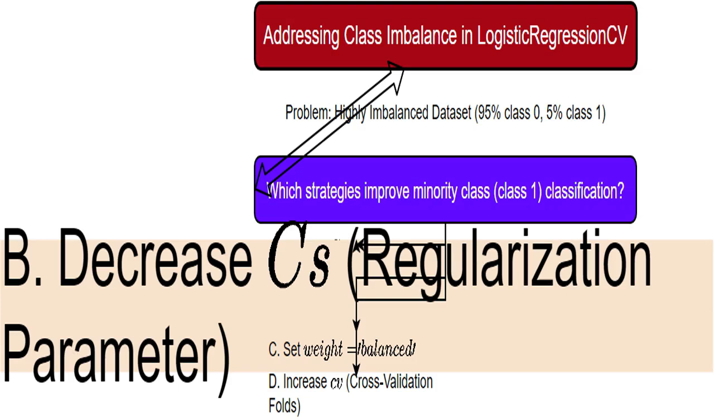Decreasing Cs increases regularization and simplifies the model. This will help the model avoid overfitting to the majority class. The simpler model will generalize better to the minority class data points, improving predictions. This approach creates a more general model which is less likely to be biased.